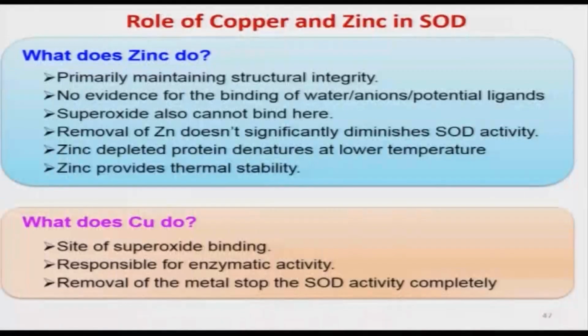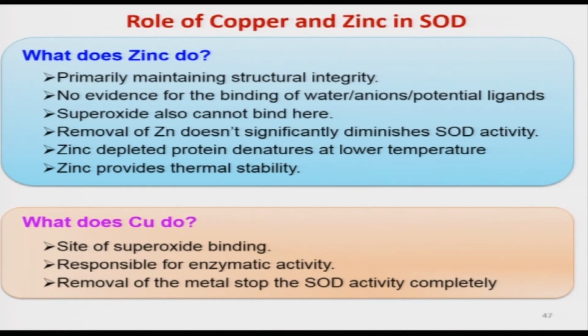The enzymatic activity is there, as well as it is thermally very stable. Now, what does the zinc ion do? Zinc is primarily maintaining the structural integrity of this enzyme. Zinc cannot bind superoxide or any anions, and removal of zinc does not significantly diminish superoxide dismutase activity. Zinc actually provides the thermal stability of the enzyme.